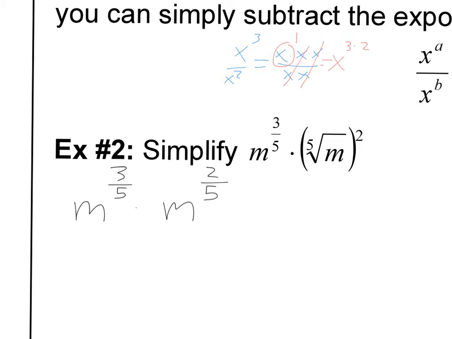Well, this is the same thing. Remember, I can add these exponents because it's the same base. So this is like saying m to the 3/5 plus 2/5. Well, that's easy because they already have common denominators. 3 plus 2 is 5. So this is like saying m to the 5/5, which is just 1. So this is just m. That worked out nicely.